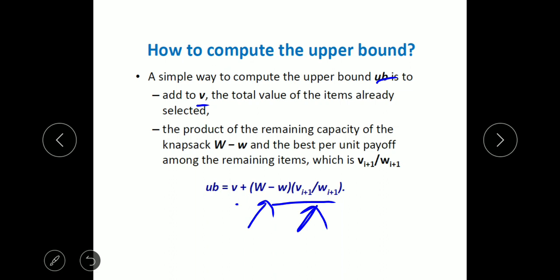So here the capital W stands for the entire capacity of the knapsack. When you add an item into the knapsack, the small w represents the weight of the items that you are adding. So if you subtract this weight from the capacity of the knapsack, you get the remaining capacity of the knapsack.